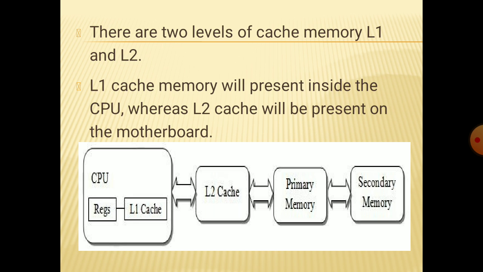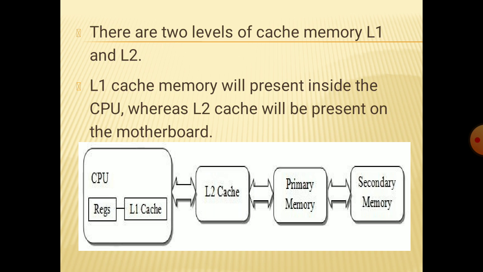This is the diagram of your cache memory. Usually your cache memory is divided into two levels. One is called L1, another is called L2, that is level 1 and level 2. Level 1 cache memory will be present inside the CPU. This is the CPU, and in this the level 1 memory is present, whereas level 2 cache memory is present on the motherboard. Means in between your primary memory and the CPU, the cache memory present is your level 2 cache memory. So this is level 1 cache memory, this is level 2 cache memory. So this is all about your cache memory.